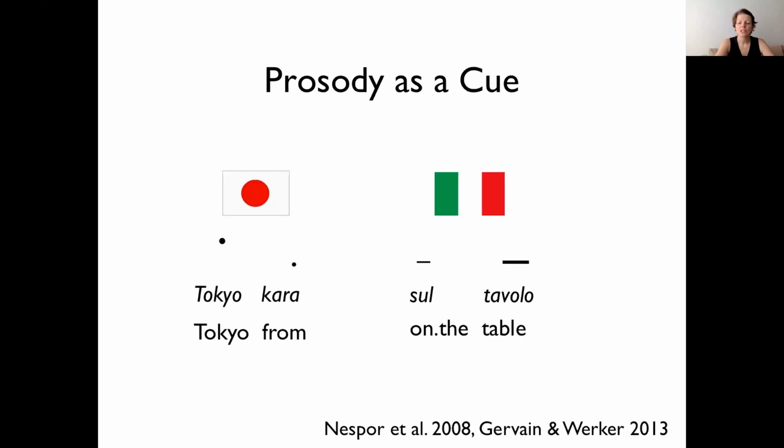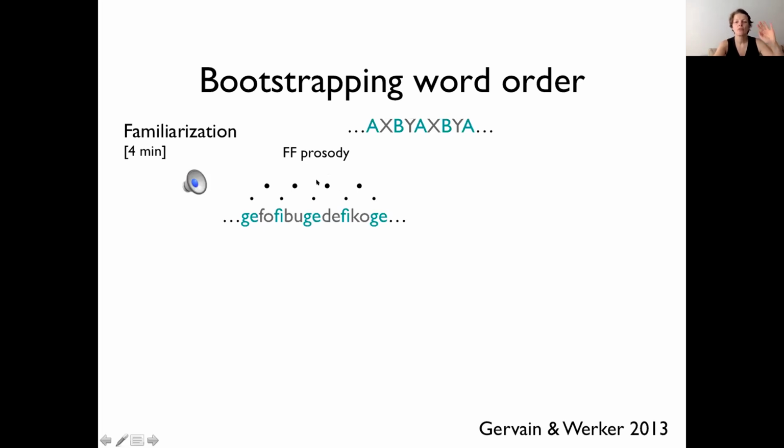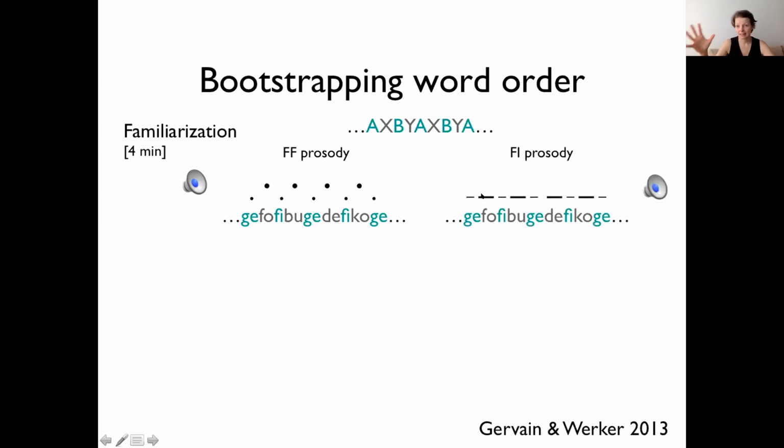Now, again, the question is, it is there in the input. Are babies sensitive to this? And so what we did was the following. We went back to our little artificial grammar, but instead of leaving the structure ambiguous, we biased it to the frequent final or the frequent initial parse using prosody. So as we said, pitch contrast means functor final, Japanese. Durational contrast means functor initial, Italian.